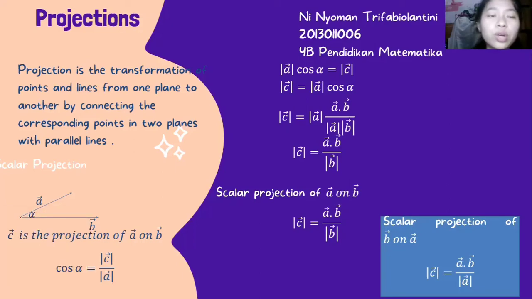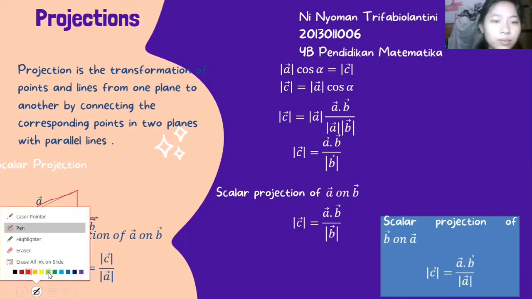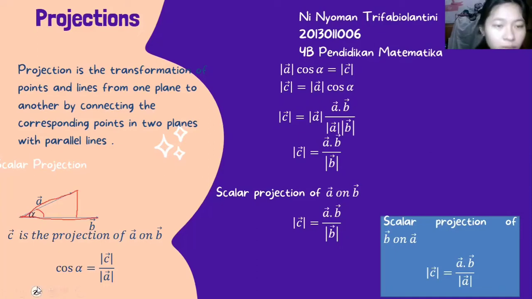We have two vectors, vector A and vector B, with an angle alpha, and make a perpendicular line from vector A to vector B. We call it vector C. Norm of vector C is the scalar projection of vector A on vector B.